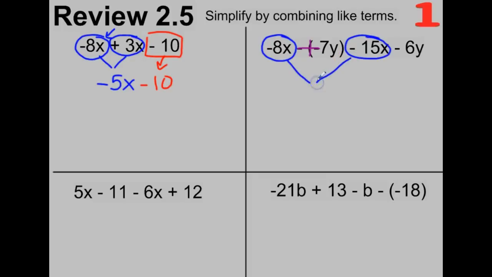Same sign, add and keep. They're all negatives. So 8 plus 15 more, or 15 plus 8. Either way, you get the same thing. We should get a 23x, but they're all negative, so negative 23x. And then we have positive 7y and a negative 6y. There are more positives. 7 minus 6 is 1, so plus 1y.